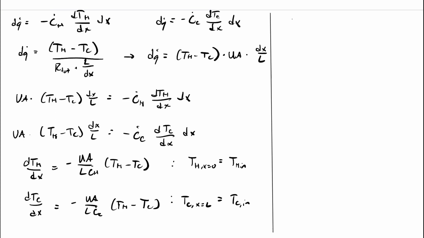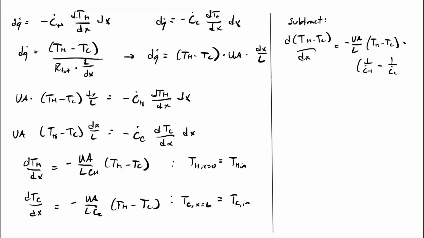So subtracting the two equations, we get the following. We get d of TH minus TC over dx is equal to minus UA over L times TH minus TC times 1 over C dot H minus 1 over C dot C. Right, so you can see all I've done there is taken the two differential equations, subtracted the cold from the hot, and we end up with that equation.